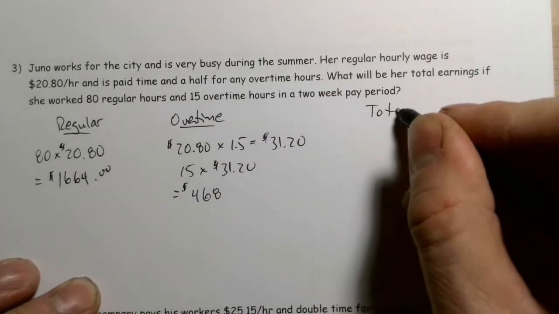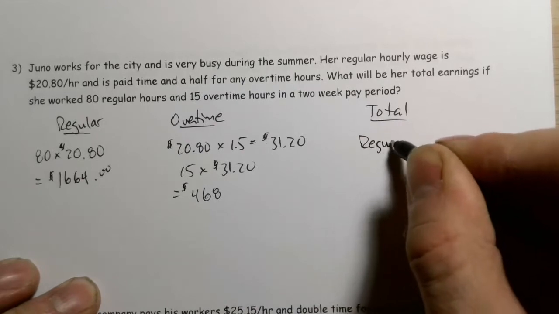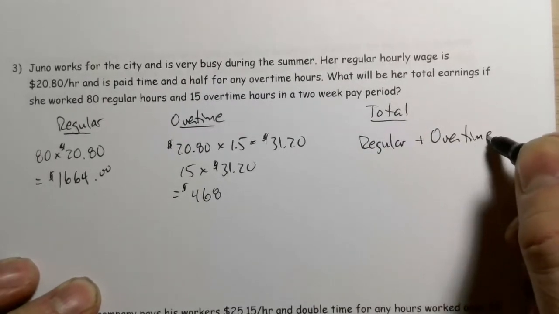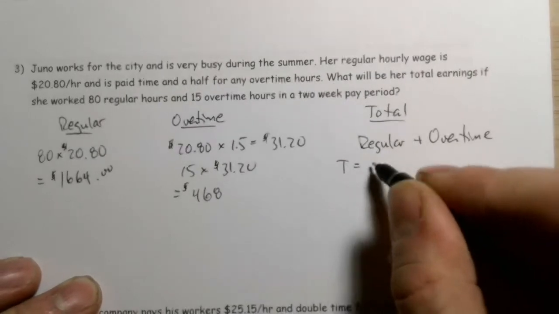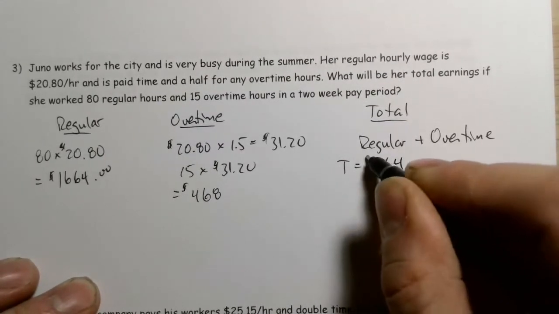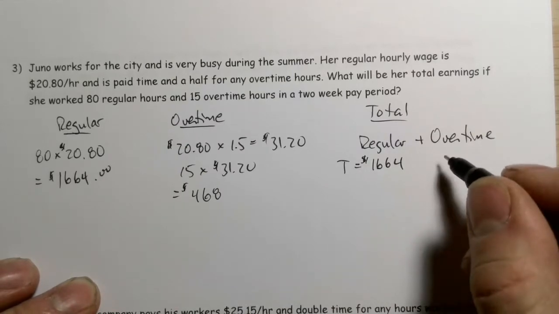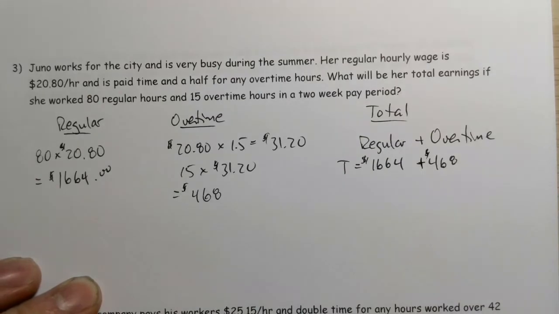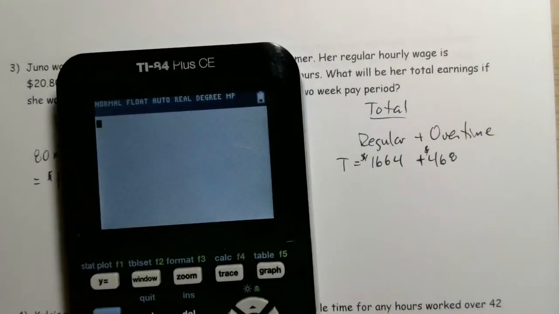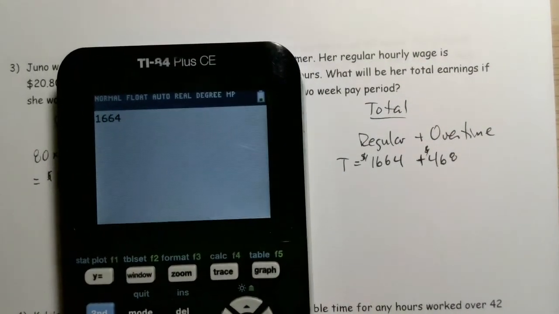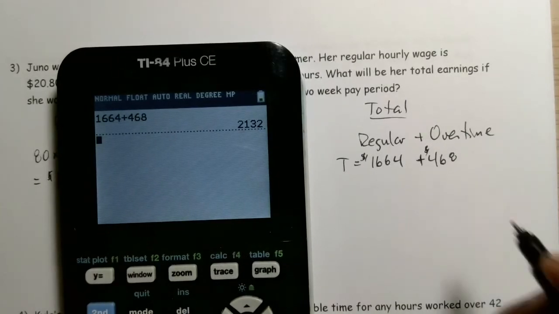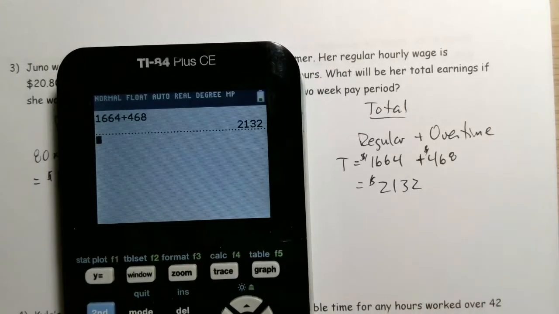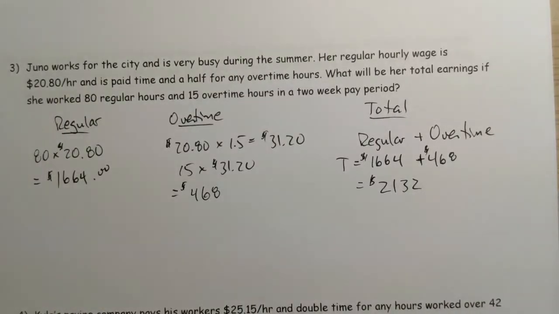So now our total will be the regular pay plus the overtime. Okay, so our total is going to equal $1,664 plus $468. So $1,664 plus $468. Juno is going to make $2,132 for those 2 weeks of work.